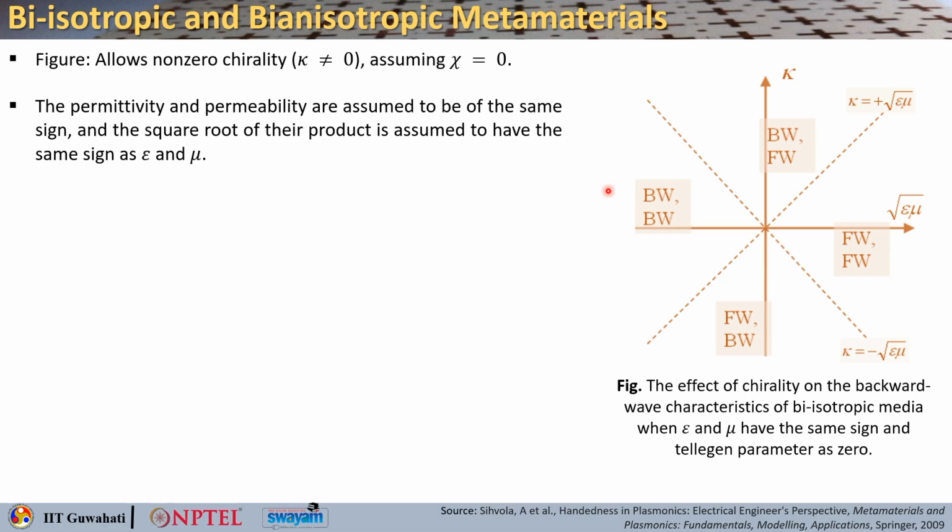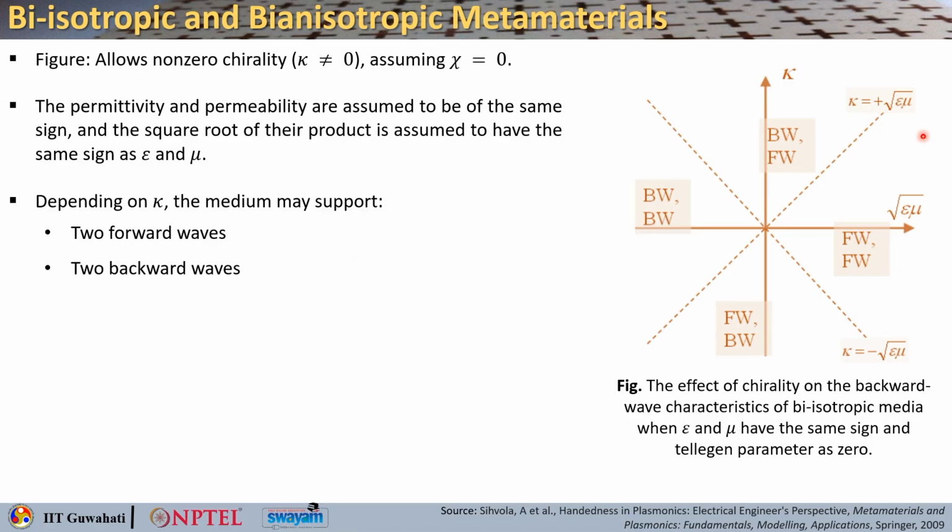So, this is important. We are considering epsilon and mu to be of the same sign. So, the square root will basically take the sign of these two parameters. Kappa is calculated as the square root of epsilon mu. If both are positive, kappa is also positive. If both are negative, kappa will also be negative, right. Depending on this kappa, the medium can then support 2 forward waves.